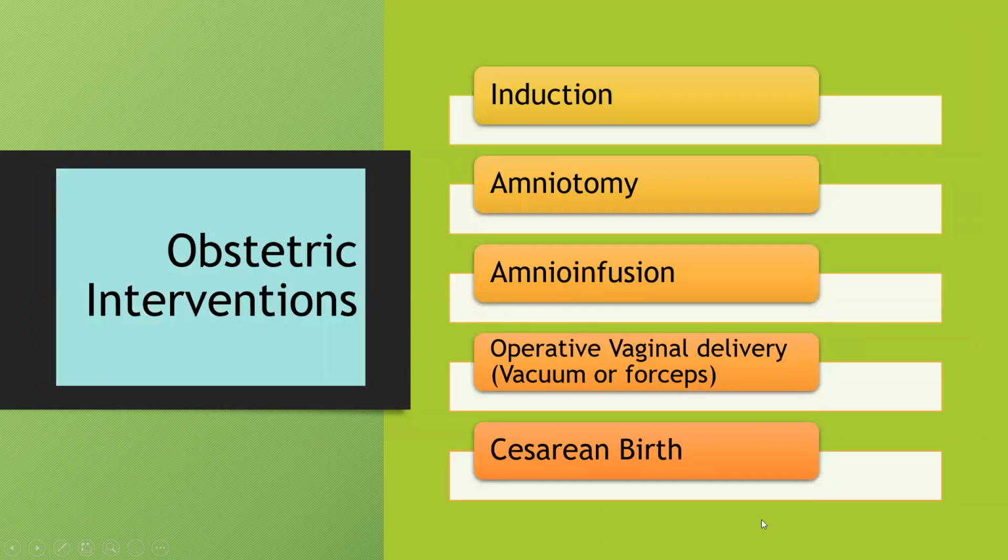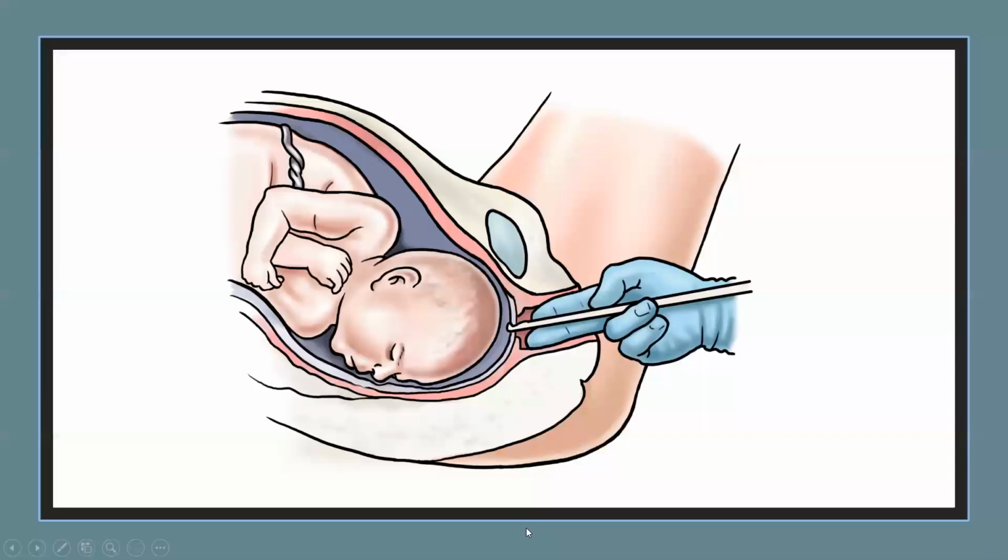And now we're going to switch gears again and talk about obstetric interventions. So we have induction, which I've mentioned a couple of times, amniotomy, amnioinfusion, operative vaginal delivery, and cesarean birth. So amniotomy is when a specific instrument is used to break this bag of water. There are benefits and risks to every procedure, right? And a woman needs to know the benefits and risks to every procedure.